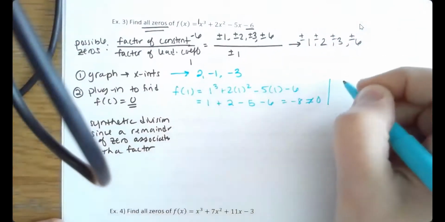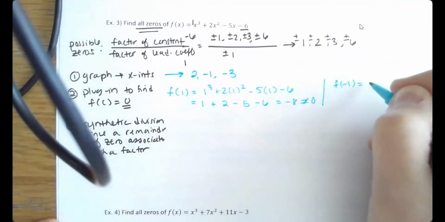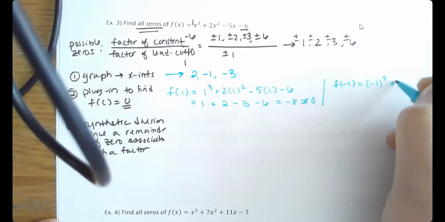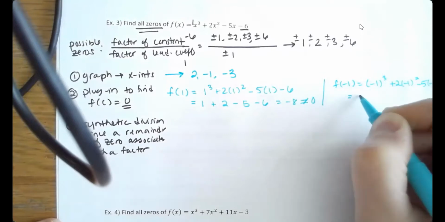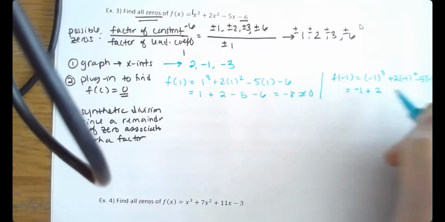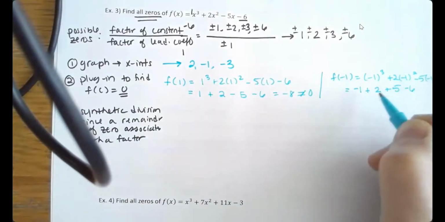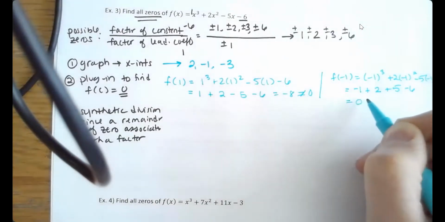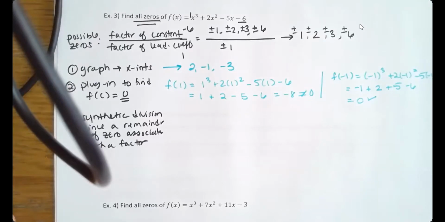If I plug in f of -1, which we saw from the graph should be a rational 0, I have -1 cubed plus 2 times -1 squared minus 5 times -1 minus 6. Let's see, -1 cubed is -1. -1 squared is 1 times 2 is 2. Here I would have +5 minus 6. So I'm actually getting +7 minus 7, which is 0. So that's one of our zeros, right? And you could test the other values that way too. So that's another strategy you could use.